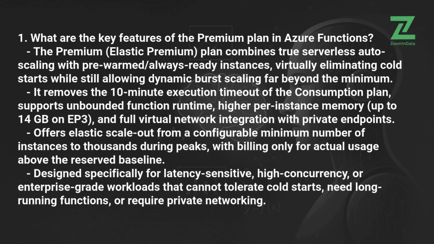It removes the 10-minute execution timeout of the consumption plan, supports unbounded function runtime, higher per-instance memory, up to 14 GB on EP3, and full virtual network integration with private endpoints. It offers elastic scale-out from a configurable minimum number of instances to thousands during peaks, with billing only for actual usage above the reserved baseline. Designed specifically for latency-sensitive, high-concurrency, or enterprise-grade workloads that cannot tolerate cold starts, need long-running functions, or require private networking.